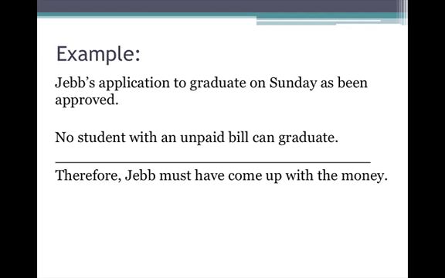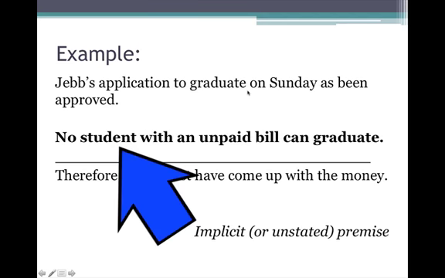Once we've done that, the argument looks like this. Jeb's application to graduate on Sunday has been approved. No student with an unpaid bill can graduate, therefore Jeb must have come up with the money. Now we can see the relationship explicitly between these two pieces of information and why it is that Jeb must have come up with the money, because he's graduating on Sunday. This statement, the one no student with an unpaid bill can graduate, this is our implicit or unstated premise.